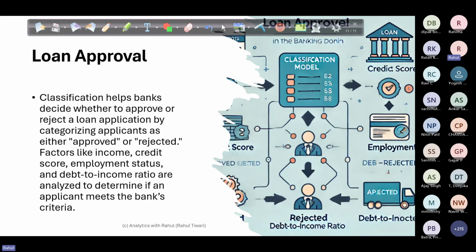Factors like income, credit score, employment status, and debt to income ratio are analyzed to determine if an applicant meets the bank's criteria. If it is not meeting the bank's criteria, I will reject the loan.